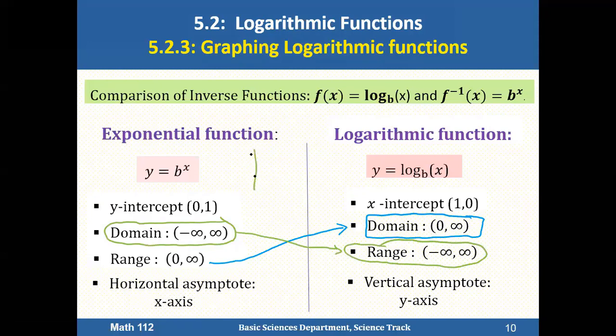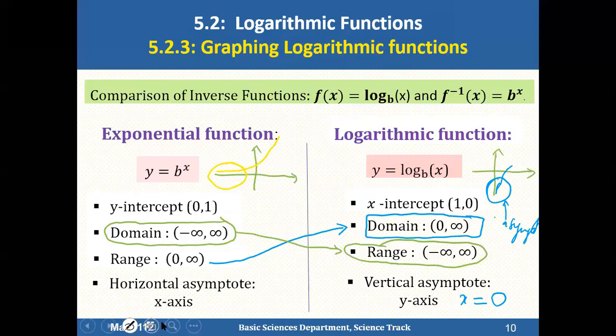قلنا الاكسبوننشال عندها horizontal asymptote. لحظة محمد. قلنا هنا هذه asymptote تقترب من 0 بدون ما تلمس. اللوغاريثم راح يكون عندها vertical asymptote. إذا كانت horizontal راح تصير vertical. تيجي من هنا راح نشوف راح تصير هذه asymptote هنا. اوكي الاسمتوت هنا هو الواي اكسس يعني x equal 0. هنا الاسمتوت كان الاكس اكسس يعني y equal 0. this line. الاكسبوننشال فورم كان عندها y intercept here 0 1 راح يصير x intercept في اللوغاريثم.